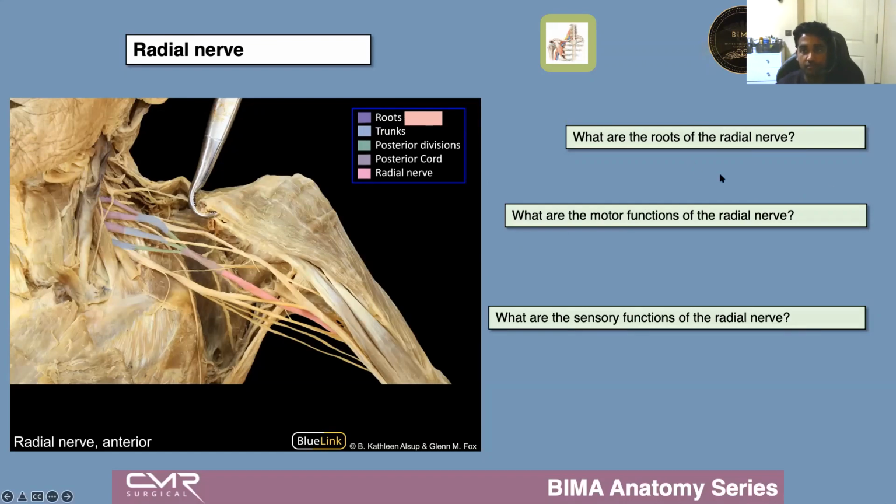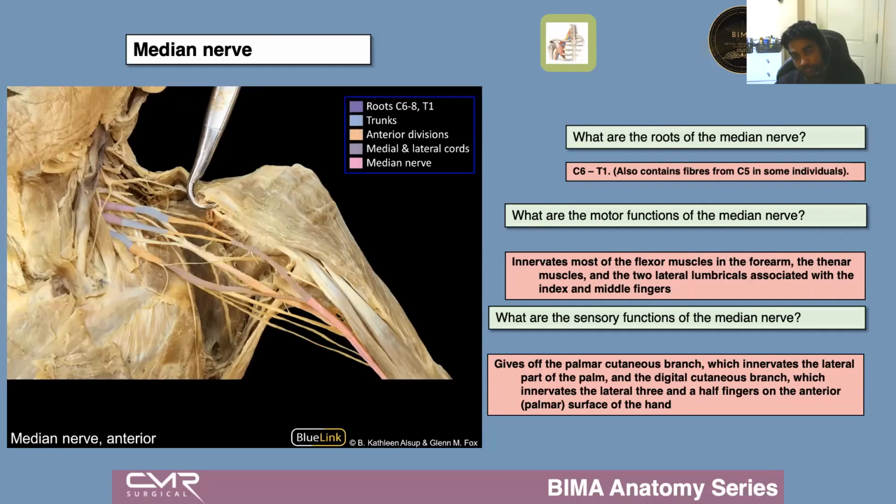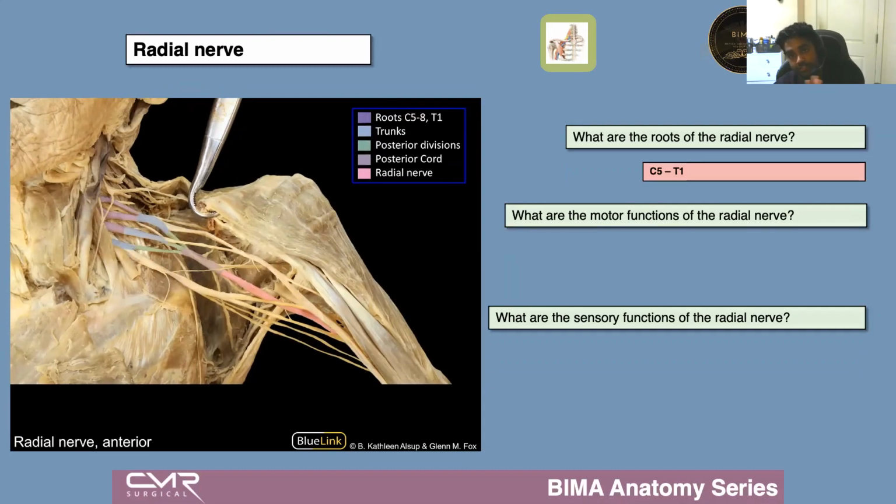So the radial nerve, the roots of the radial nerve. Does everyone want to have a go for the radial nerve? So the radial nerve is all of them. Unlike the median nerve, where only some individuals have C5, for the radial nerve it's all individuals, C5 to T1. What are the motor functions? Anyone know?